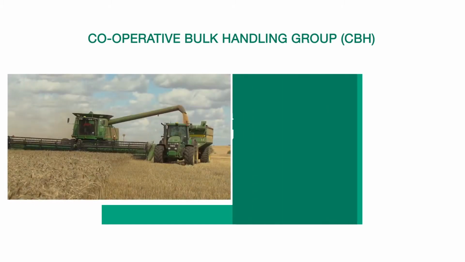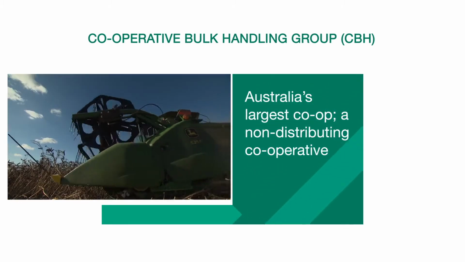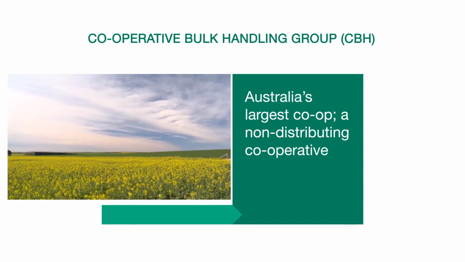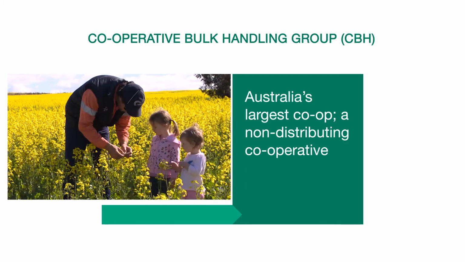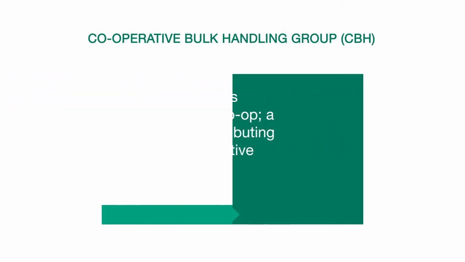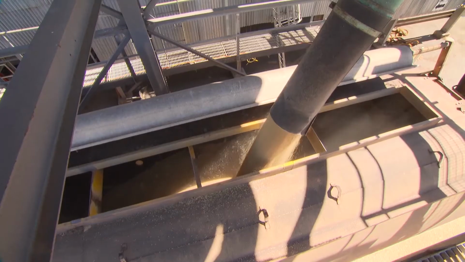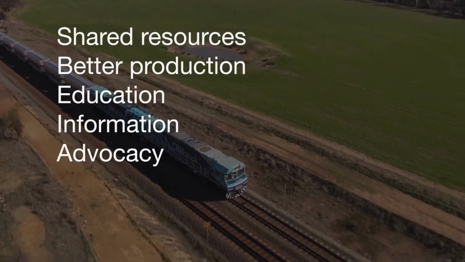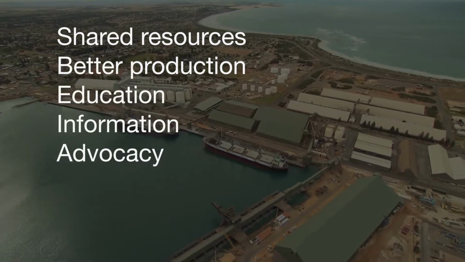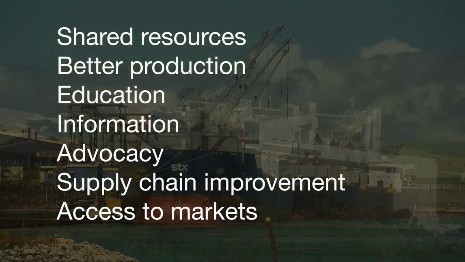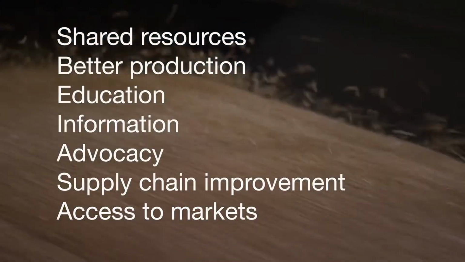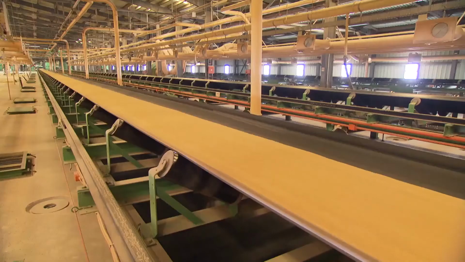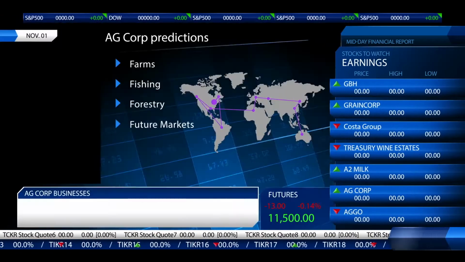Australia's largest grain exporter is a non-distributing co-op. The Cooperative Bulk Handling Group, CBH, is a consolidated group of entities under the umbrella of a non-distributing co-op, working to advance Australian grain growers. These not-for-profits help members to pool resources and develop better production, education, information and advocacy. They help to establish and improve supply chains through bulk purchase discounts, freight sharing and joint marketing. So you see, not-for-profit does not mean small. Not-for-profits must focus on being successful businesses.